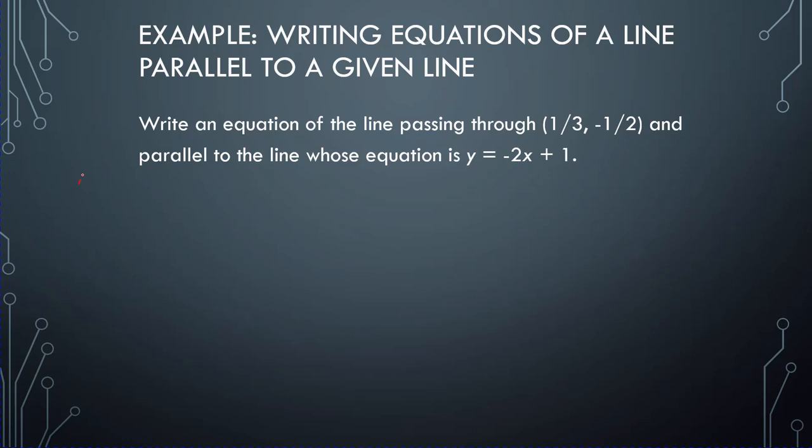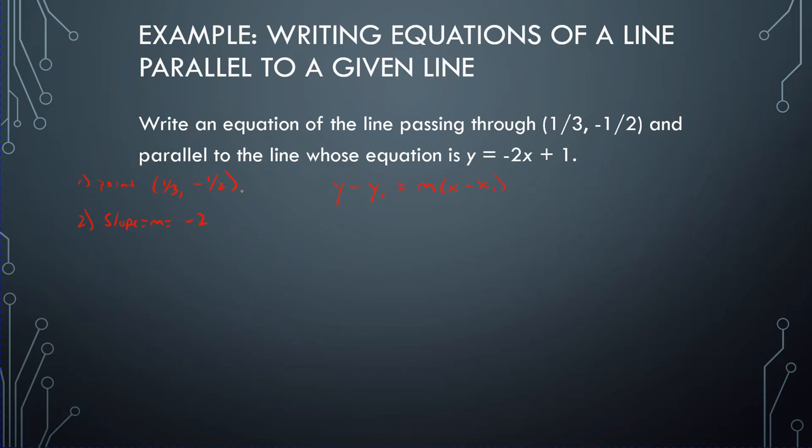Okay, so look, we've got the point. It's 1/3, minus 1/2. And look, we've got the slope actually too. The slope here is the same as this line because I'm saying it's parallel to it, so it's -2. Right off the bat, we've got the point and the slope. Just use the point-slope formula: y minus y1 equals m times x minus x1.